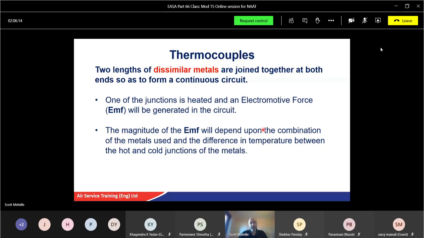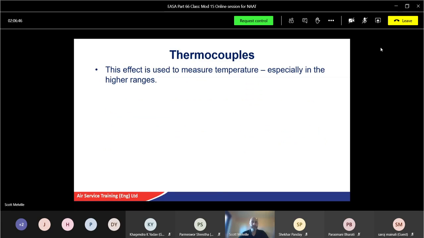Now, the magnitude, or how much of that EMF, will depend upon the combination of metals that have been used and the difference in temperature between the hot and cold junctions of the metals. The hot junction is the tip of the thermocouple. It's actually in the gas stream. The cold junction is the aircraft side, where we'll induce a small voltage. So the hot junction is being called the reference point, the bit of the probe that is sitting in the gas stream, which is getting heated up. And that effect is used to measure temperature, especially in the higher ranges.